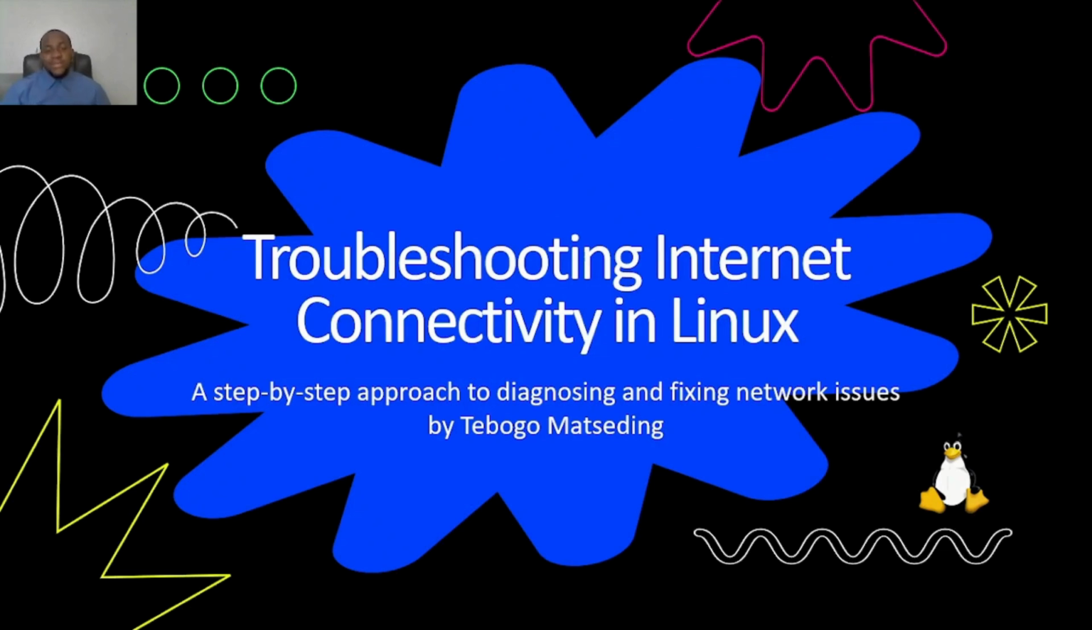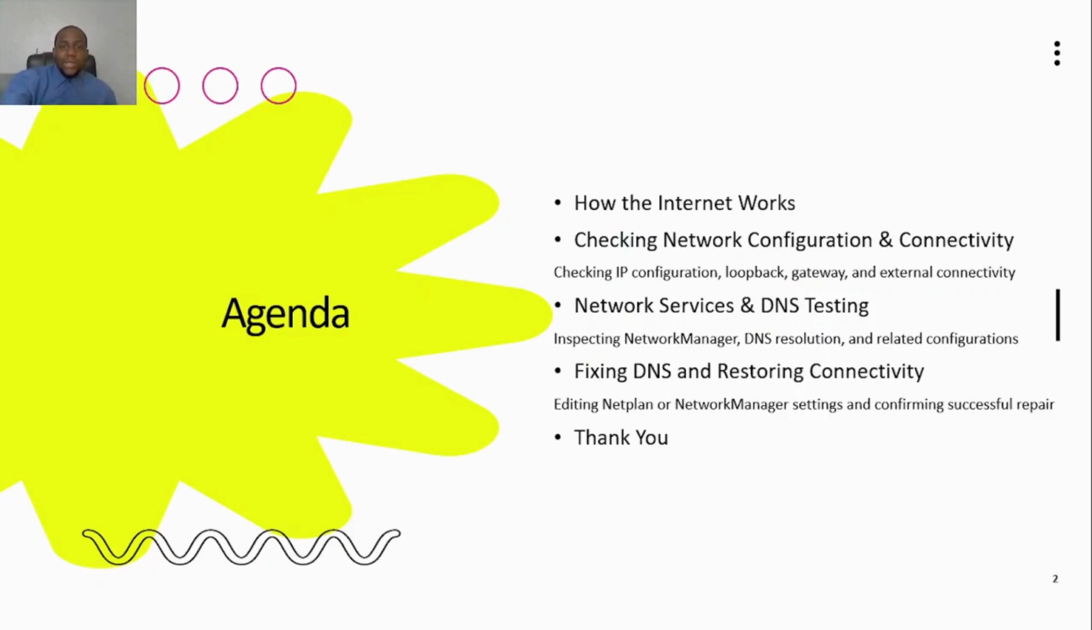This will be a step-by-step approach to diagnosing and fixing network issues. Network issues could range from things such as DHCP servers going down to ISP internet going down to misconfigured IP addresses and things like unplugged routers. To narrow down the issues that could be causing this, we'll be only discussing DNS issues.